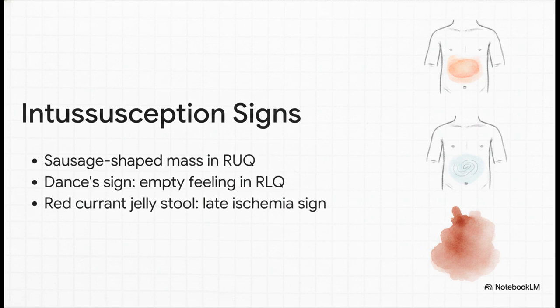The ileocolic subtype is the most common one you'll see, so you've got to immediately recognize this classic exam triad: that palpable sausage-shaped mass in the right upper quadrant, Dance's sign, which is this empty feeling in the right lower quadrant where the cecum used to be, and finally, the ominous late finding of red currant jelly stool. Proving once again that medicine ruins all perfectly good food analogies, that jelly stool actually indicates mucosal ischemia.